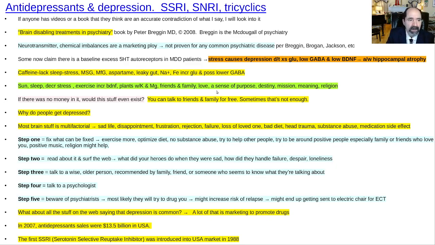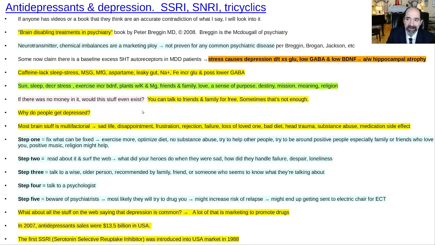Okay, and then the other thing I say to myself, here we are, we're talking about all these fancy medicines: SSRI, selective serotonin reuptake inhibitor, SNRI, serotonin norepinephrine reuptake inhibitor, tricyclic antidepressants. Would these things even exist if there wasn't big money in it, okay? If there's no money in this, would we even be talking about this? Would anybody even be promoting these drugs? I don't think so, okay?